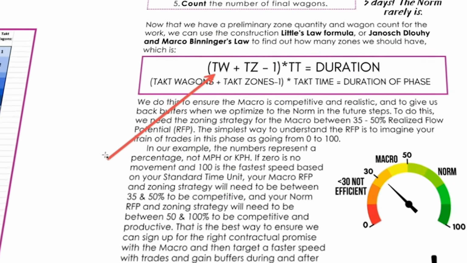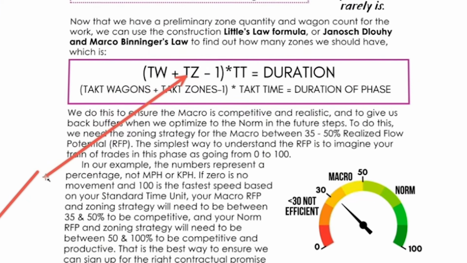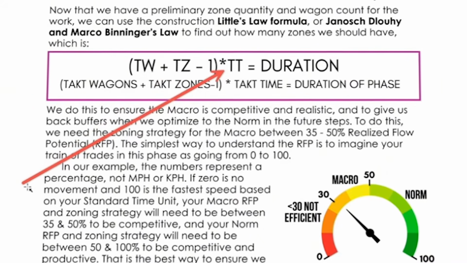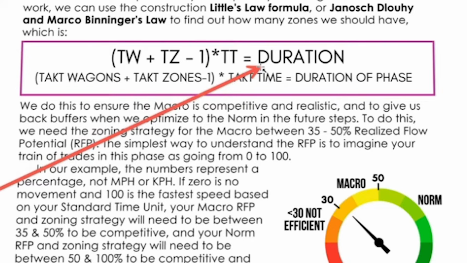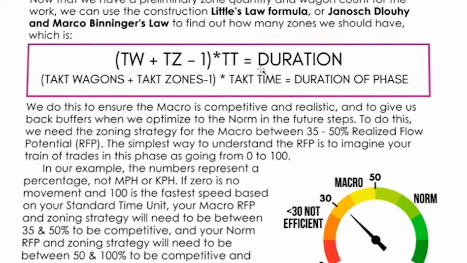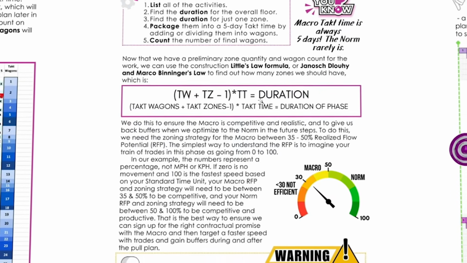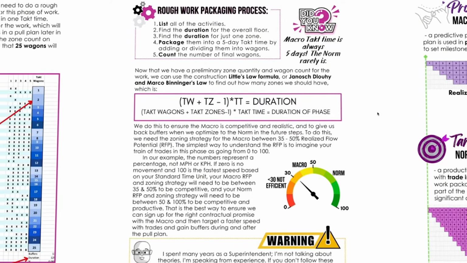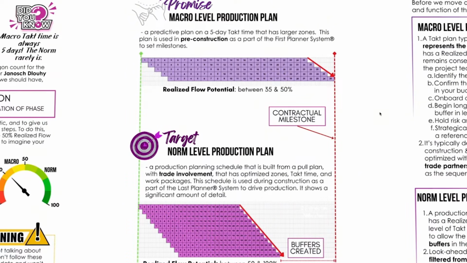Takt wagons, which we just figured out, plus takt zones, which you already guessed on, multiplied by the takt time, which we know in a macro is 5, equals the duration. So we're able to use this calculator to find out if we are on track for the macro. Now this is where I'm going to blow your mind. If you can get through this first section and understand it, you are home free, my brothers and sisters.